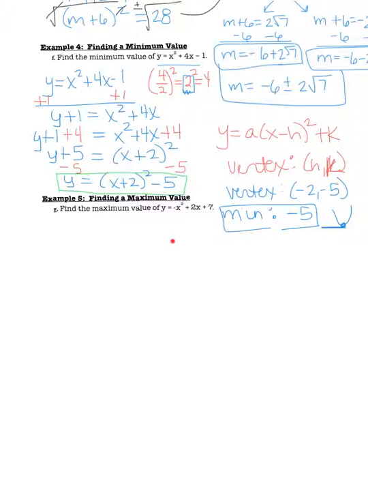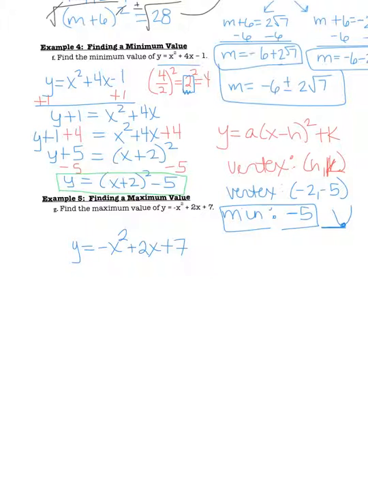Okay, for the next example, we have a parabola that has a negative x squared, which means it's going to open down. So we'll have a maximum height on the y-axis. So let's find that by writing it in vertex form by completing the square. So we have y equals negative x squared, and that negative is going to make us do an extra step. So y equals negative x squared plus 2x plus 7.